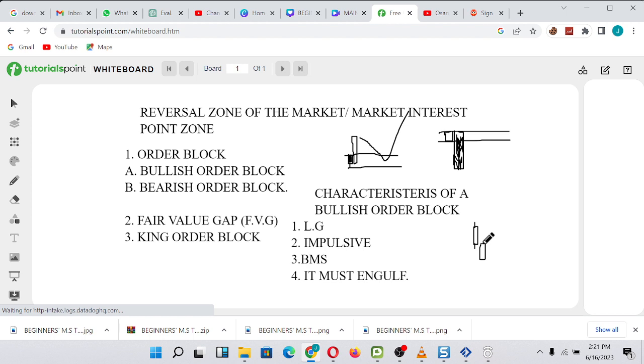The wick will not be long. Sorry, permit me, my line is not straight. So, a king order block is the combination of just two candles. Remember, a fair value gap is three candles, but this is just two candles. And you will take the tip of this candle and the bottom of this candle. You draw it out with your box.